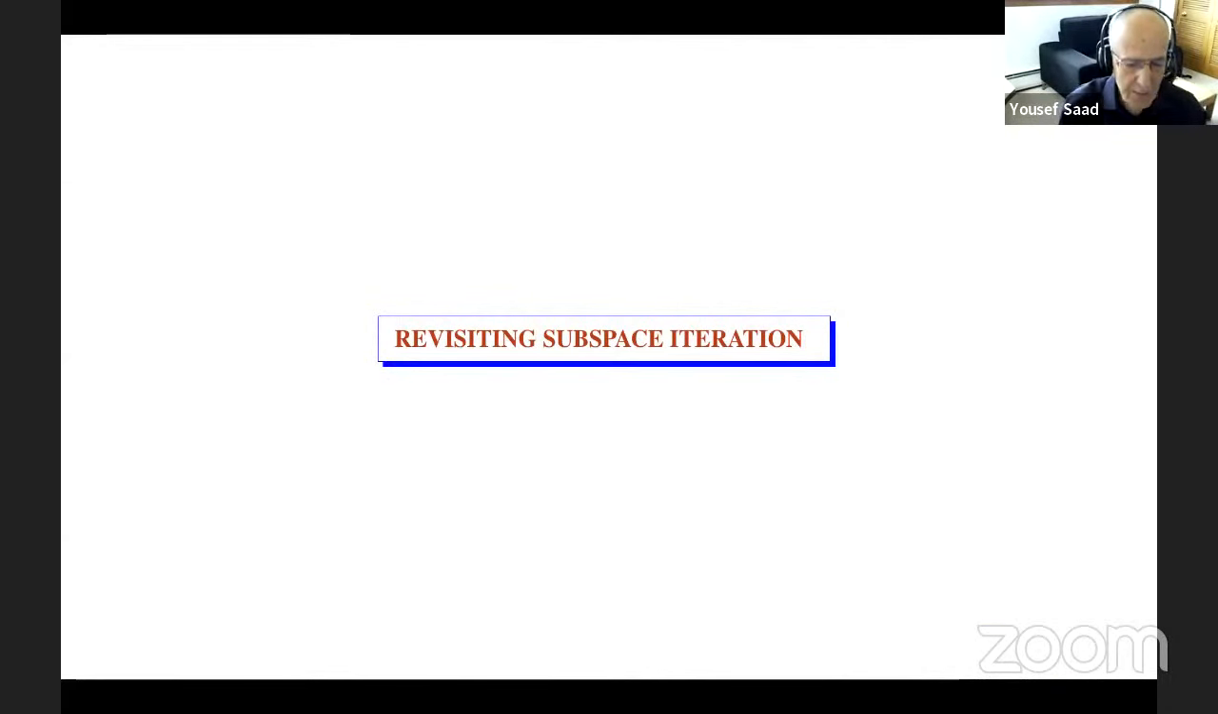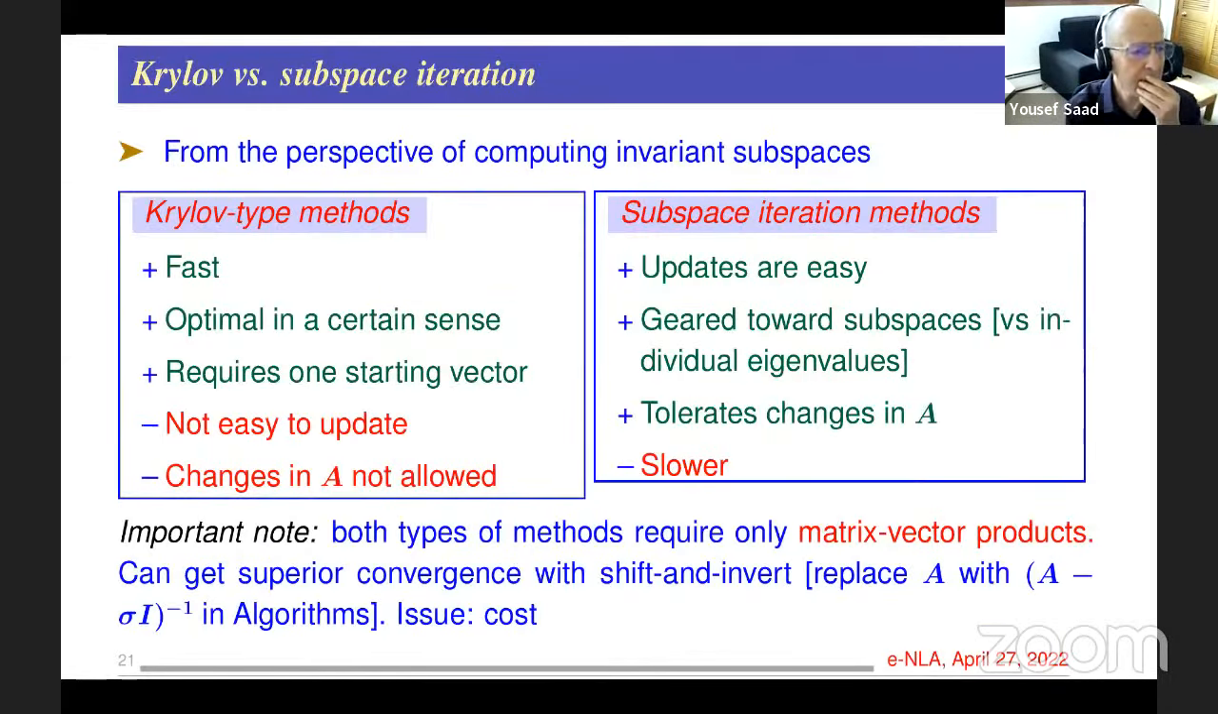So here I'm going to quickly start with a comparison of Krylov subspace methods and subspace iteration methods. Both of these methods are projection type methods. They use different subspaces, and they both have advantages and disadvantages. Krylov subspace methods are fast. They tend to be optimal in a certain sense. And they require one starting vector. So this is some advantage. You can see it as a disadvantage in some situations too.